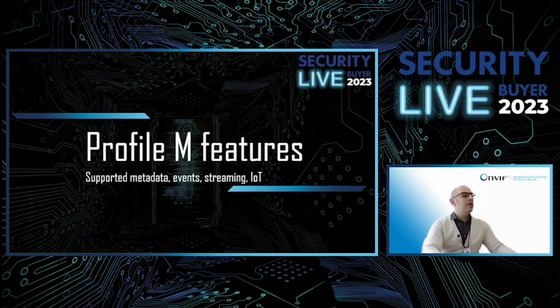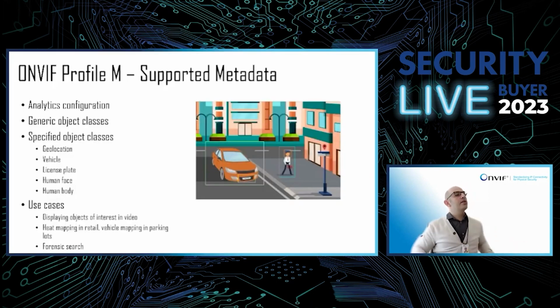So now, let me talk a little bit about the features of Profile M, how we support metadata, events, and streaming. So the metadata supported in Profile M allows us to configure analytics applications in the device. It also specifies and describes several object classes. So we provided both very typical object classes such as geolocation, vehicle, license plate, human face, and human body. But we also have a generic object class that could be defined based on the needs for a specific use case.